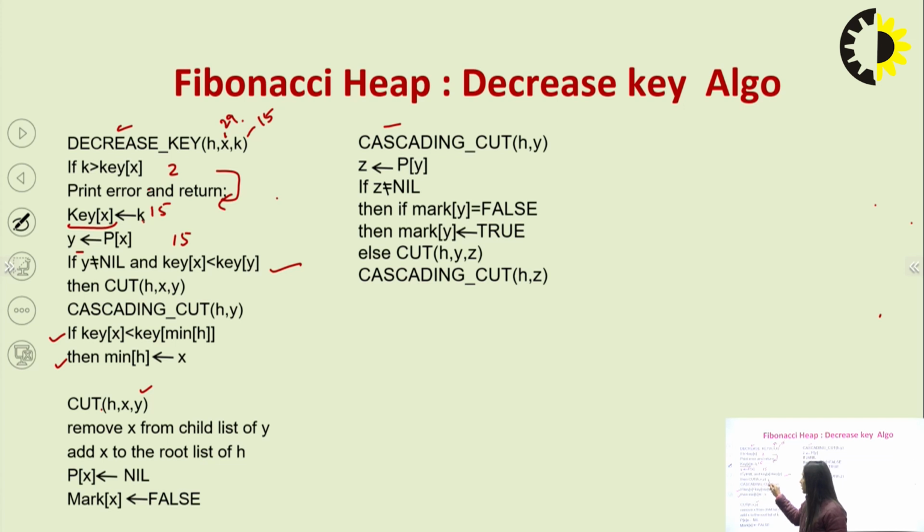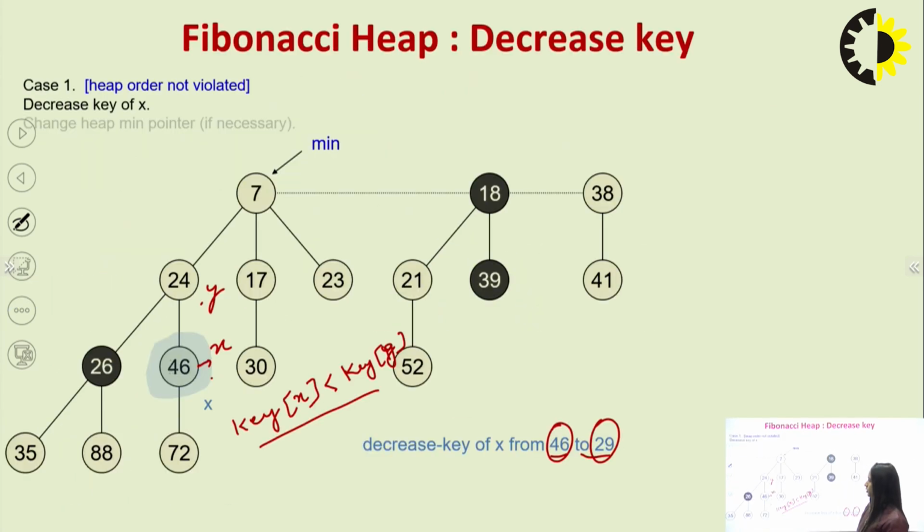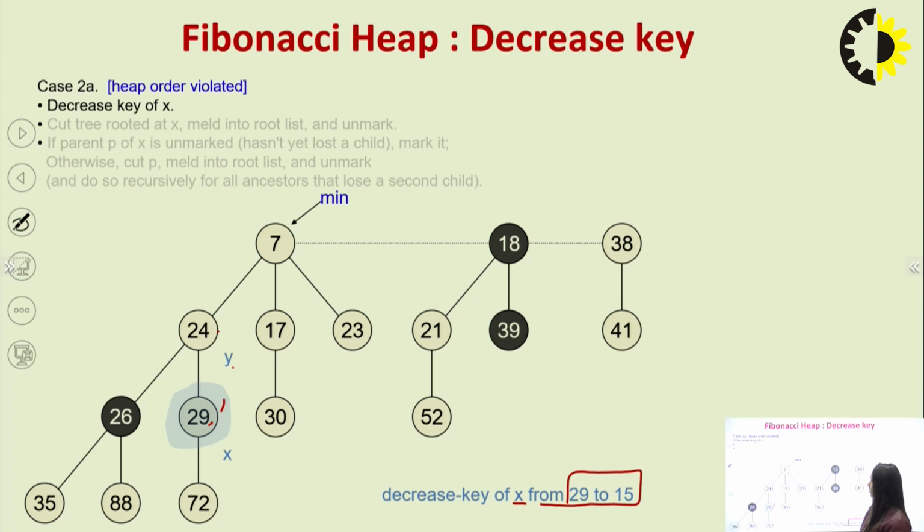Now cut H, x, y. H means your current heap, and x is 15, and your parent is 24. You just need to simply cut this, now I call this function cut. Remove x from child list of y, then add x to the root list. In the root list I need to add it, and check p of x is nil and mark x as false. See, check these steps.